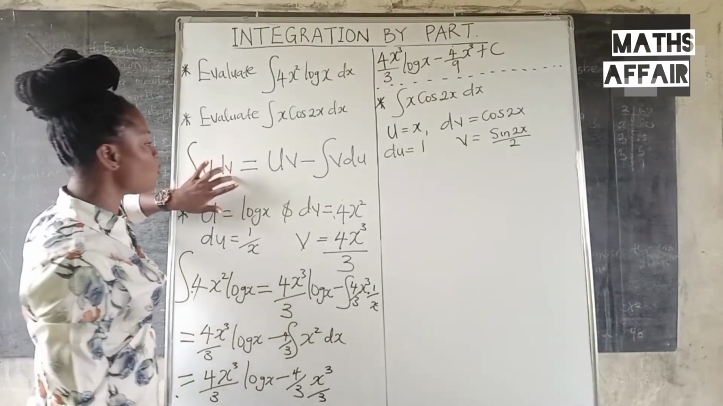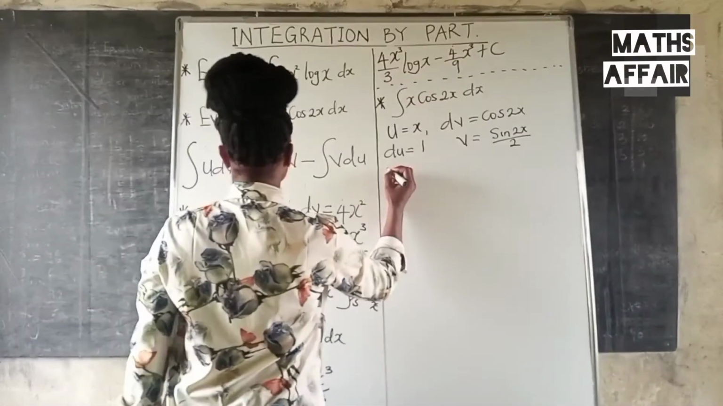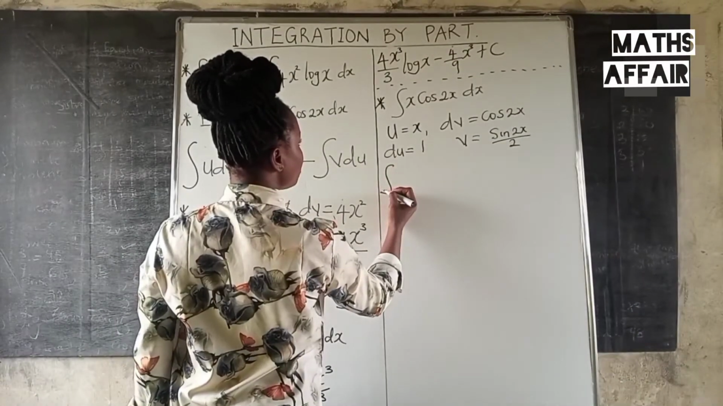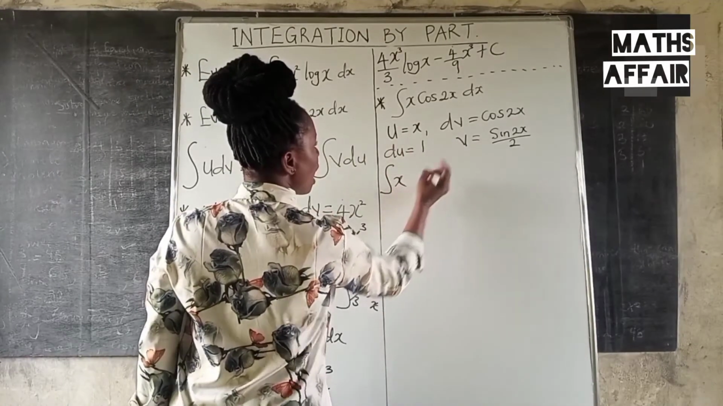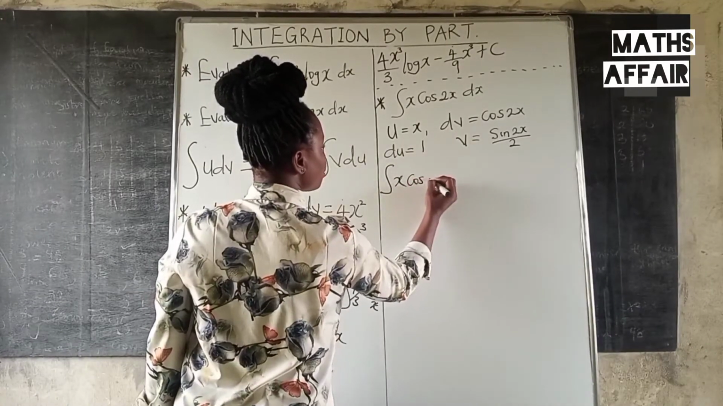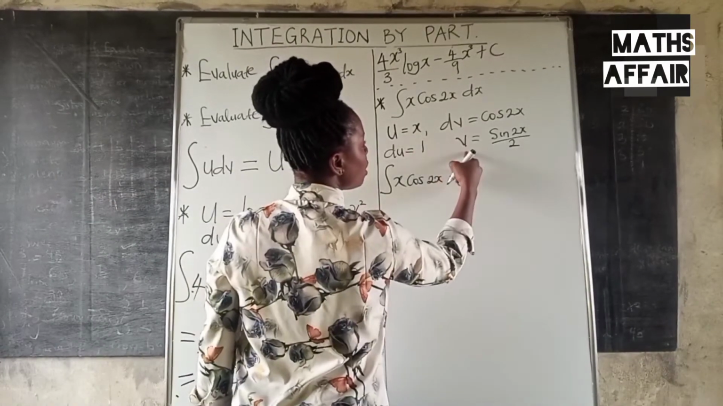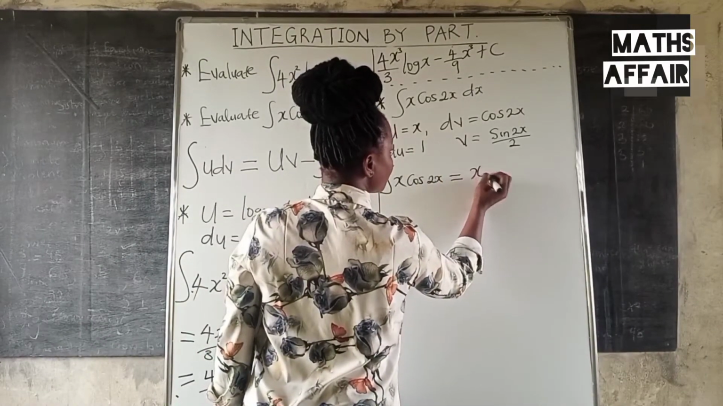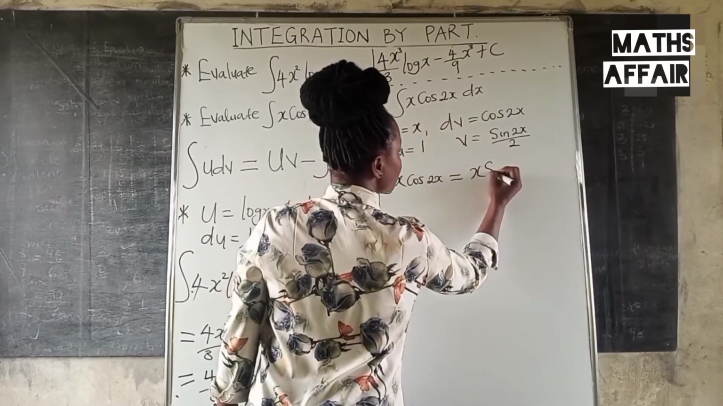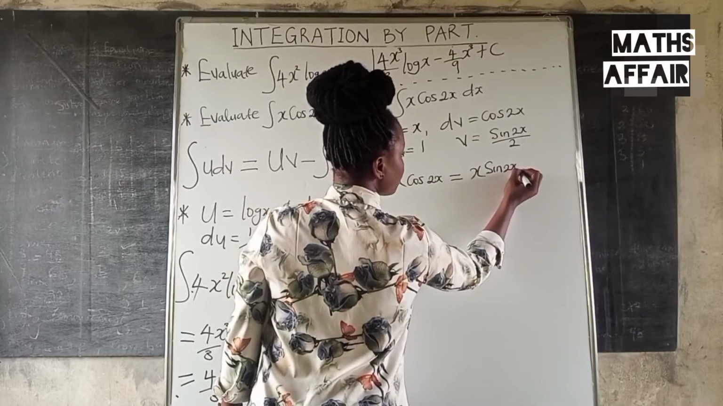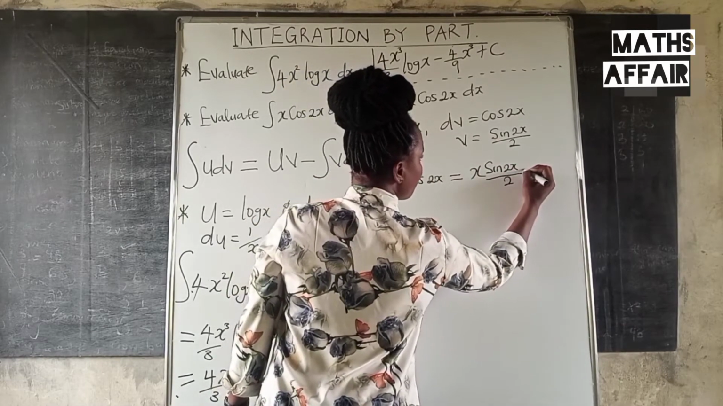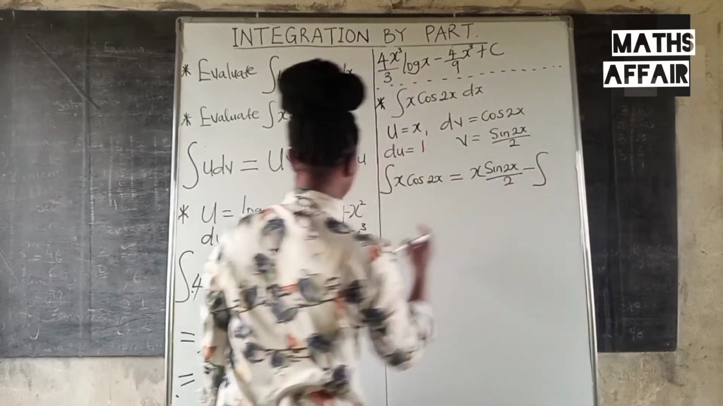So we're going to solve all of them here. And I have then my integral of u dv. This is my u, and this is my dv, cos 2x, is equal to my uv. So that will be my x times v, sine 2x all over 2, minus the integral of what?